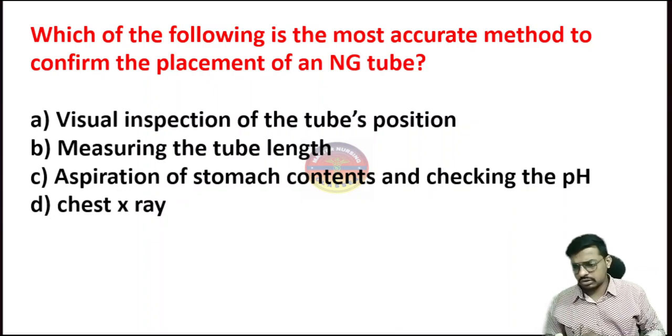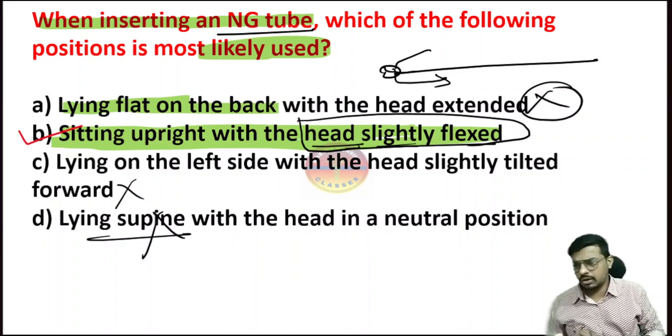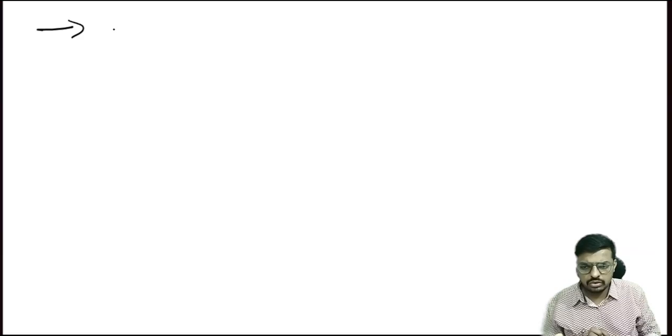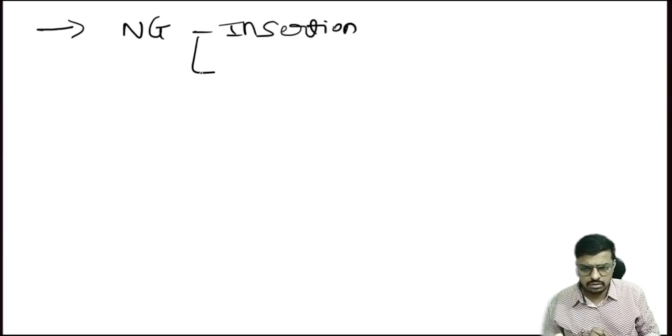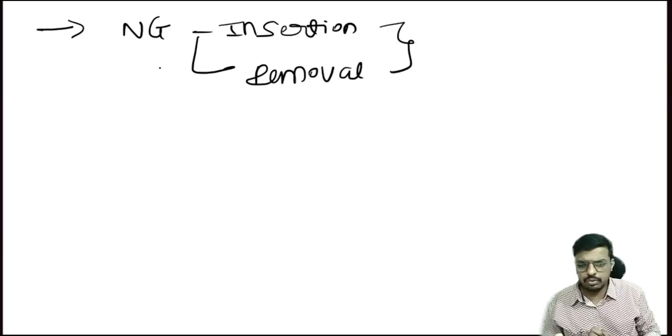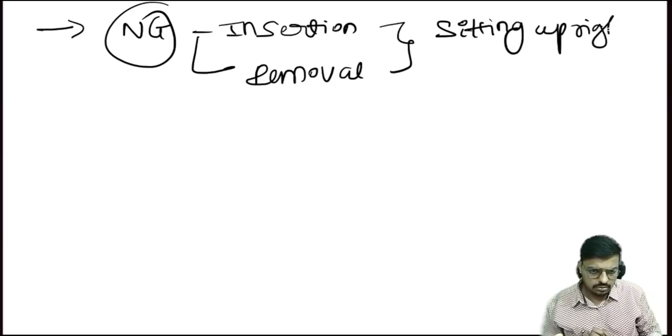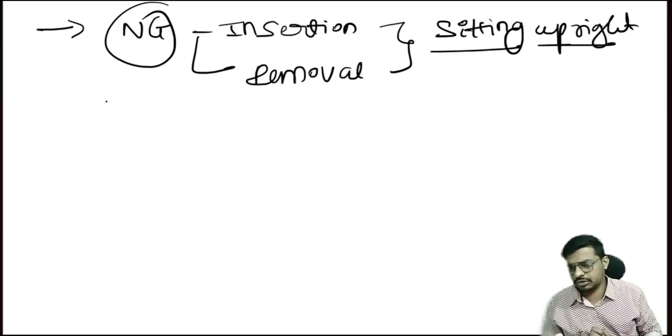One more question, let me clear the golden point. What is that, sir? In the last question we saw the insertion of the nasogastric tube. For both nasogastric tube insertion and nasogastric tube removal, the best position is sitting upright.